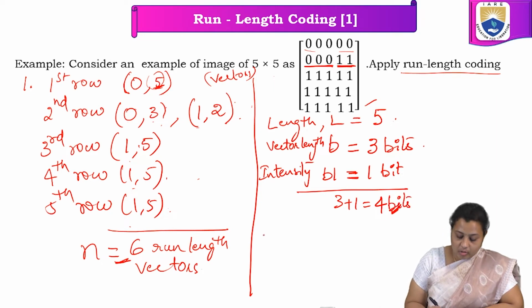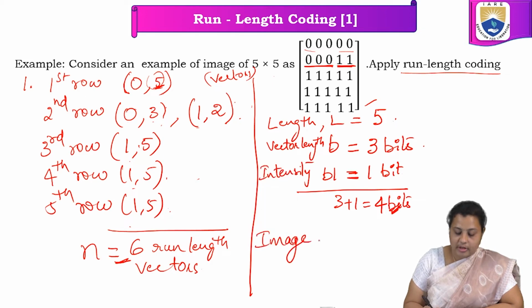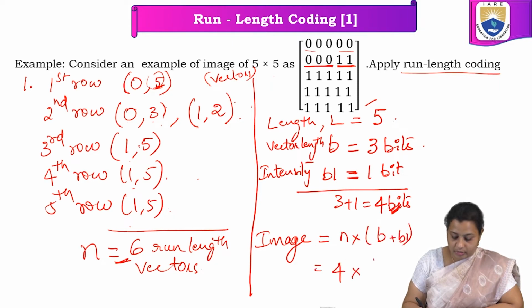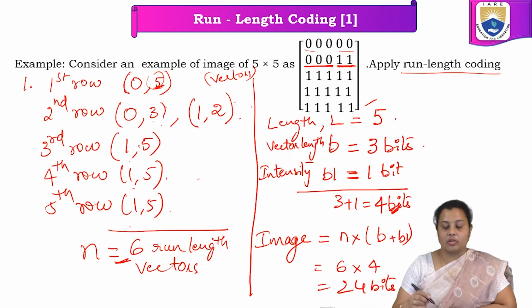So to represent the whole image, we require n into (b plus b1), right? So that is 6 into 4, so we have 24 bits, right? So if an image of this sort is there, then using RLC coding, we require 24 bits to represent it.